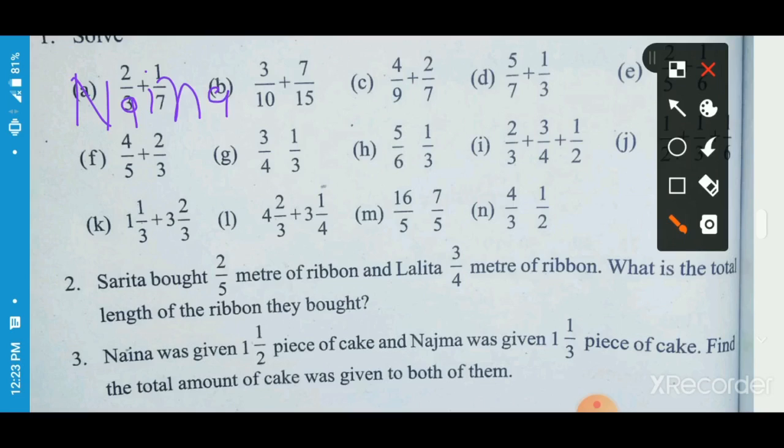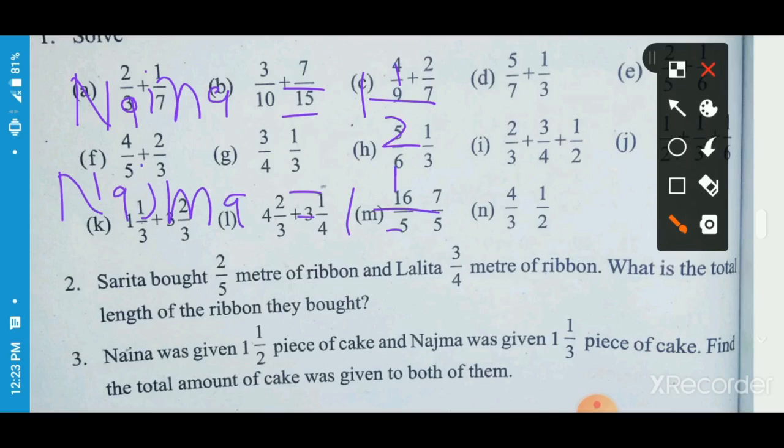Nena is equal to 1 1 by 2 and Najma is equal to 1 1 by 3.